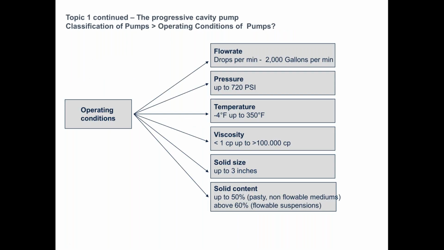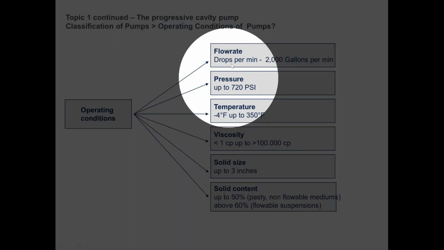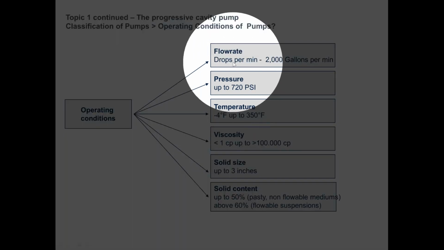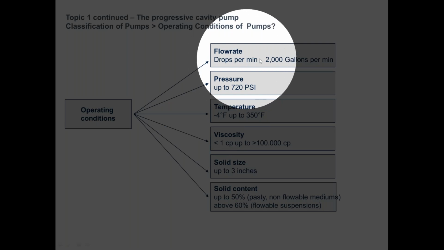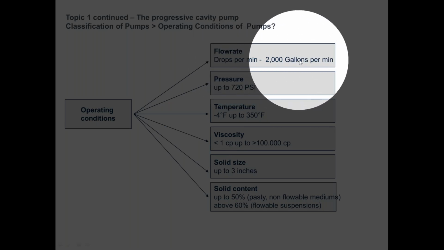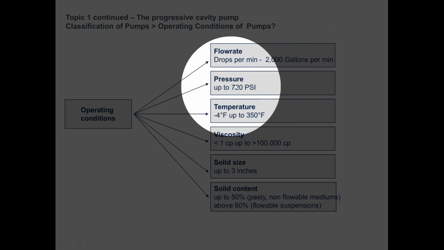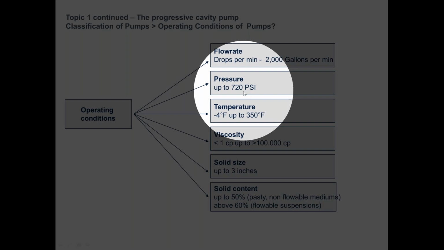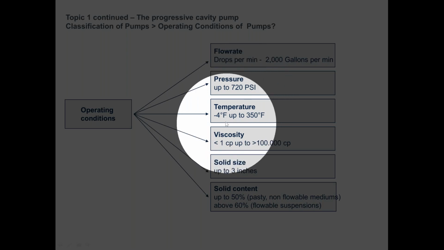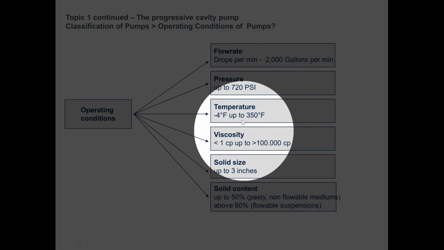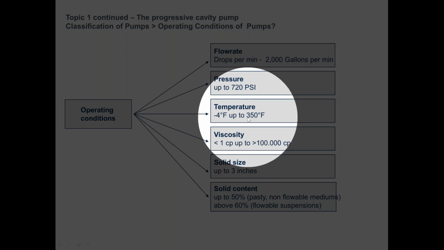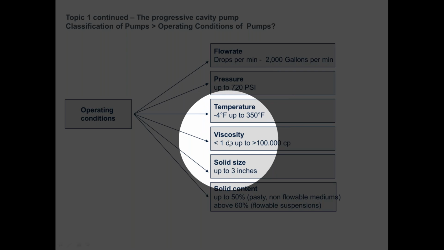Operating conditions for progressive cavity pumps. These pumps can be sized to go from drops per minute for little tiny itty bitty progressive cavity pumps used for chemical metering, up to about 2,000 gallons a minute. These pumps are relatively larger than a truck. You can go up to pressures of 720 PSI. The temperature range is roughly -4 degrees up to 350. That's based on the elastomer and metal choices available for these pumps.